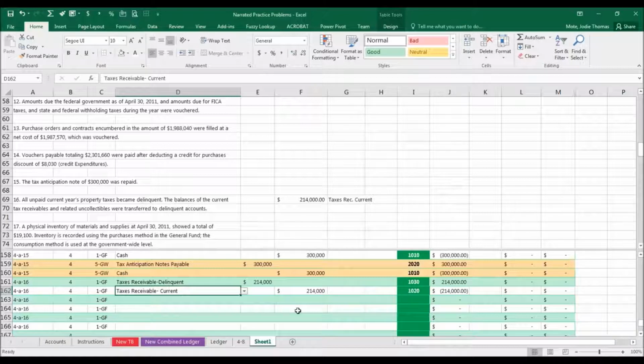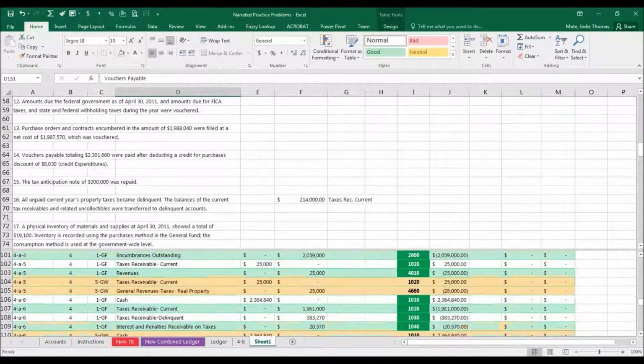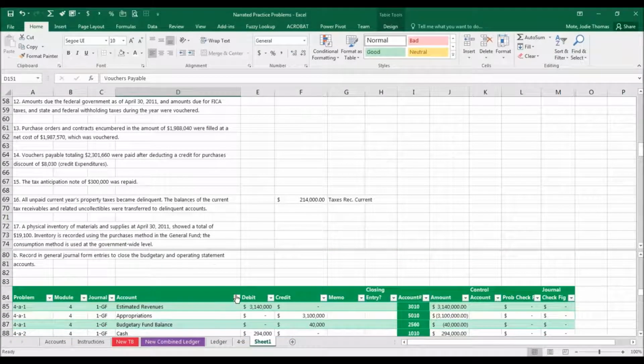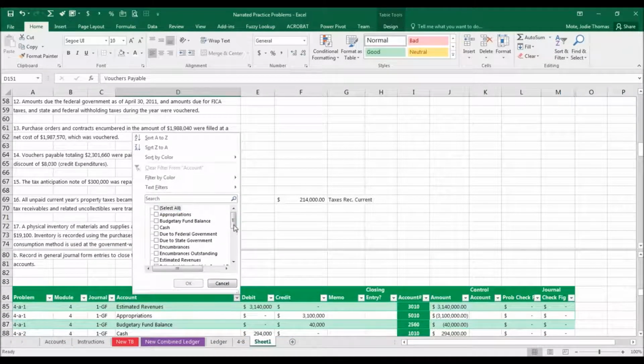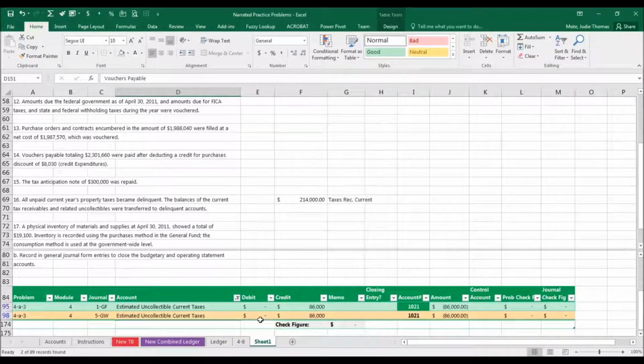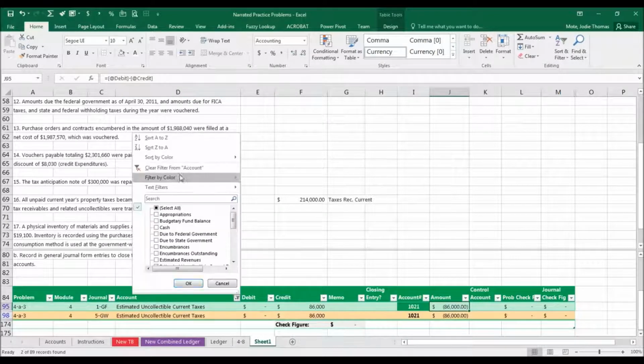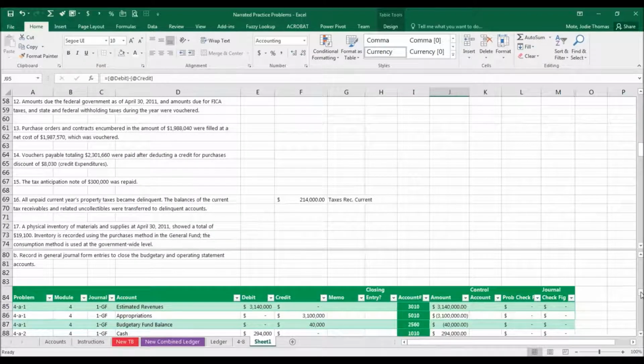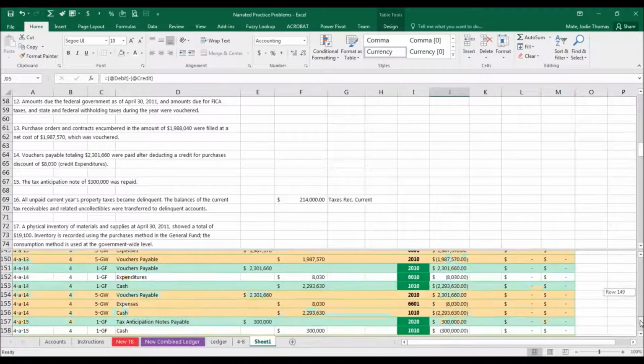So we've reclassified the current amount to delinquent by crediting current and debiting delinquent taxes receivable. Now we have to do the same thing with the existing uncollectible balance. We're going to go up here and take a look at the estimated uncollectible taxes. It looks like in the general fund we only have one entry for $86,000. Again, we are reclassifying from current to delinquent for both of these account types.